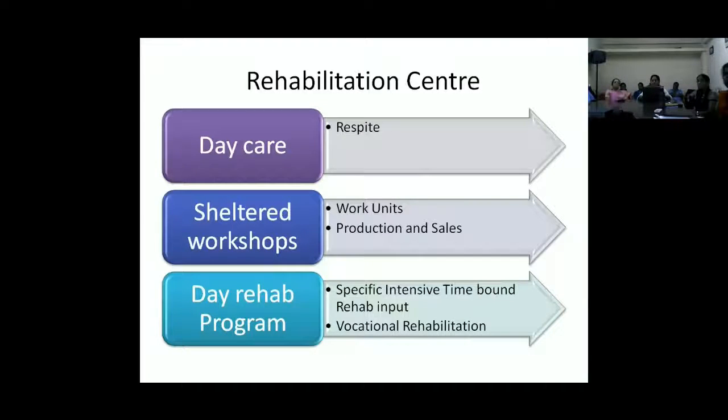Here I would like to explain about our rehabilitation center. We have three different units. First, the daycare. It mainly caters to the clients who are sent by the family for respite care. Second, the sheltered workshop. The sheltered workshop focuses on work units, making various products and selling them. Third, the day rehab program follows a structured rehab plan for the client, which is time bound.